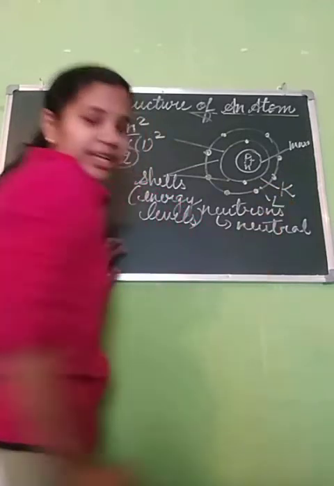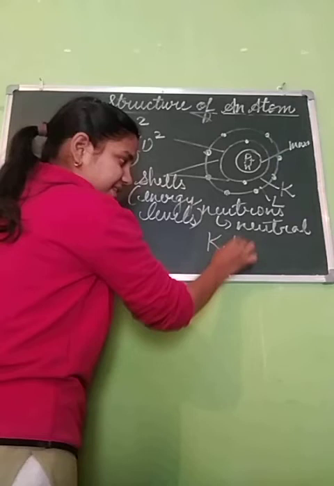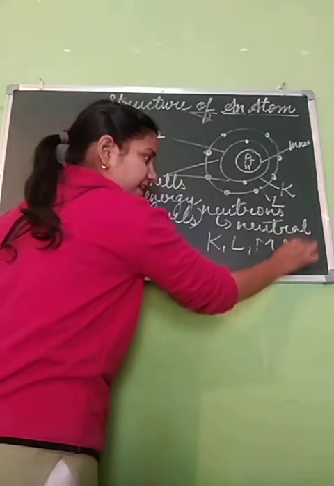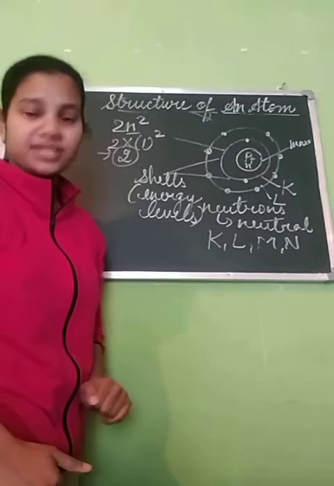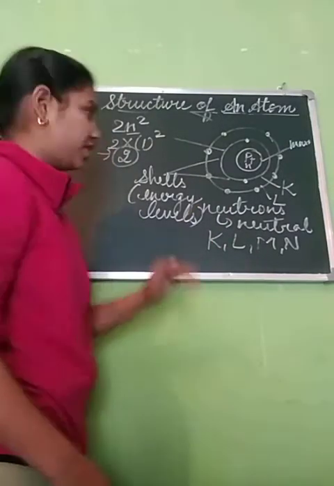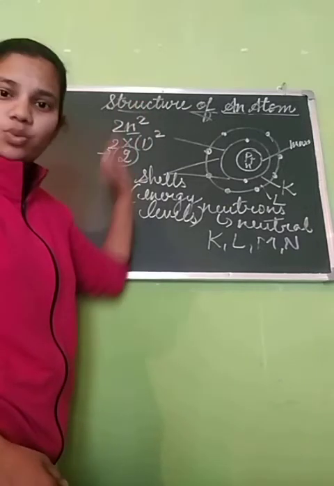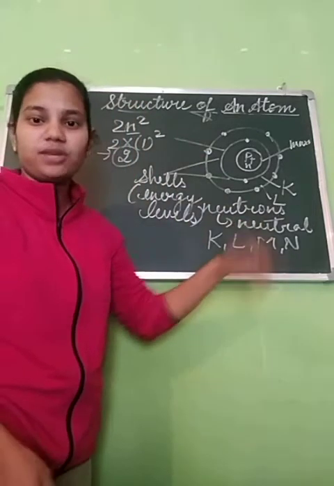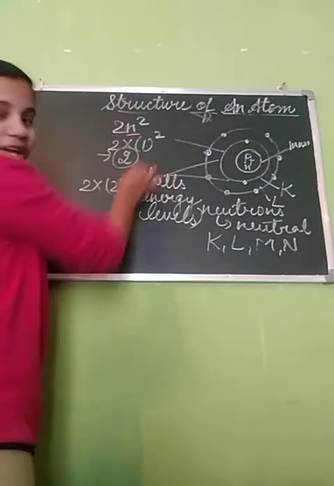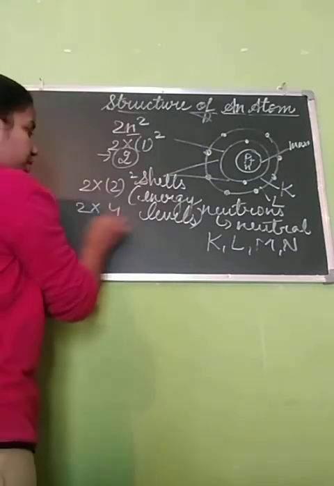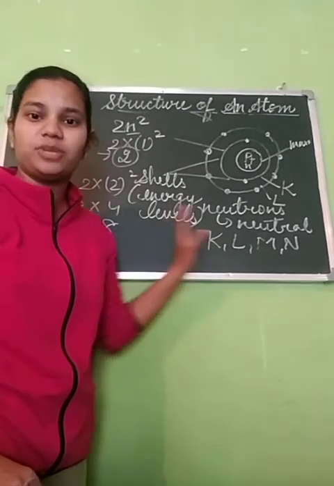When we talk about the second shell, that is known as the L shell. So you can learn them as K, L, M, N. These are letters of the English alphabet, and K, L, M, N are the names of the shells. For the first shell, we put n as 1. For the second shell, we put n as 2. So 2 square is 4, and 2 into 4 is 8. So the maximum number of electrons in the second shell is 8.